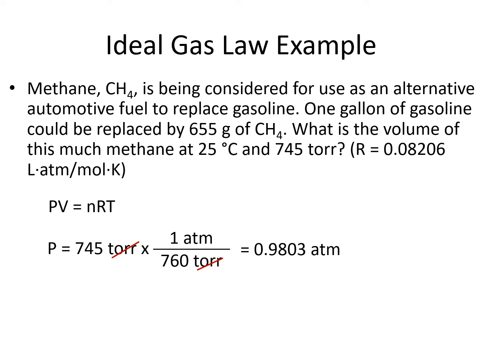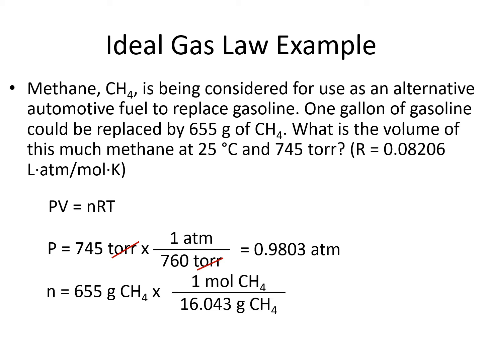N is number of moles. We're given grams of methane, so we need to get grams of methane into moles of methane. We do that by dividing by the molar mass of methane, which is 16.043. Again, if it's not given in the problem, you have to figure it out from the periodic table.